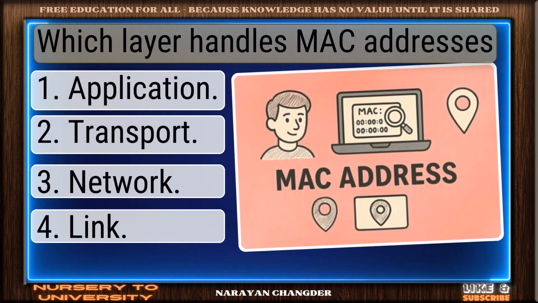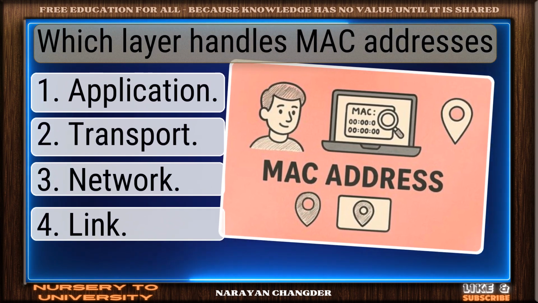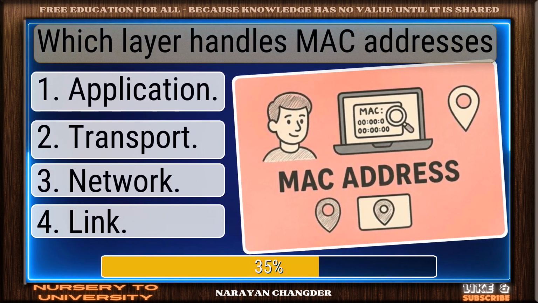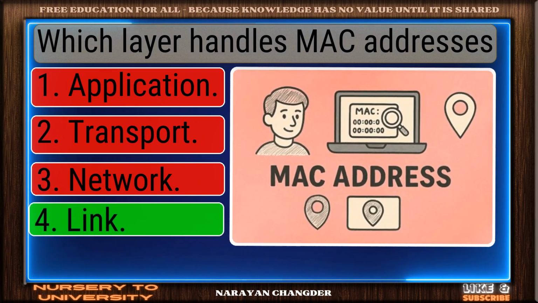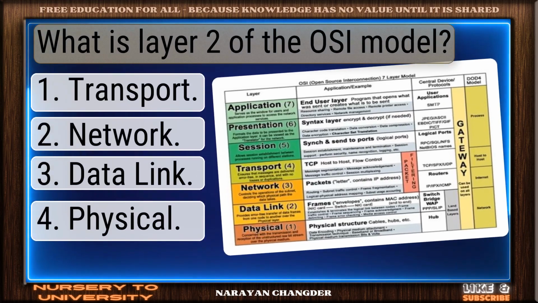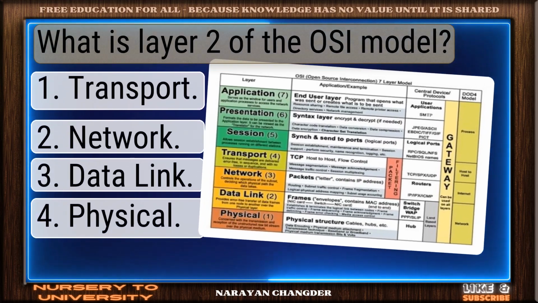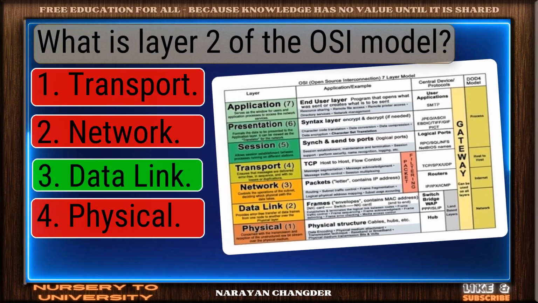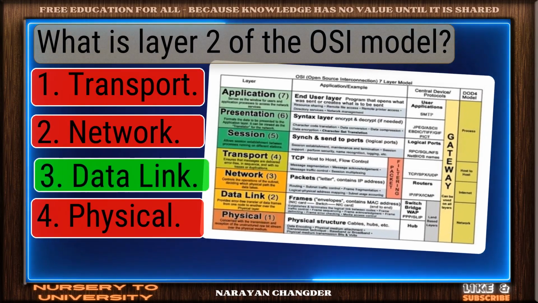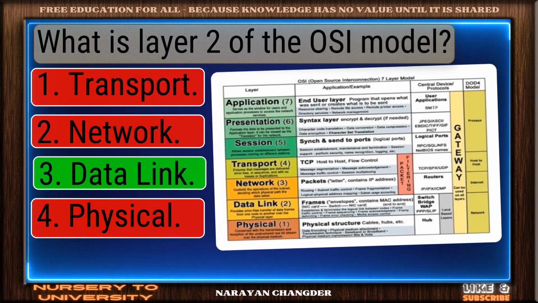Question number 64. Which layer handles MAC addresses? Right choice. Link is the best answer. Question number 65. What is layer 2 of the OSI model? Clear logic. Your choice, data link, is sound and 100% true.